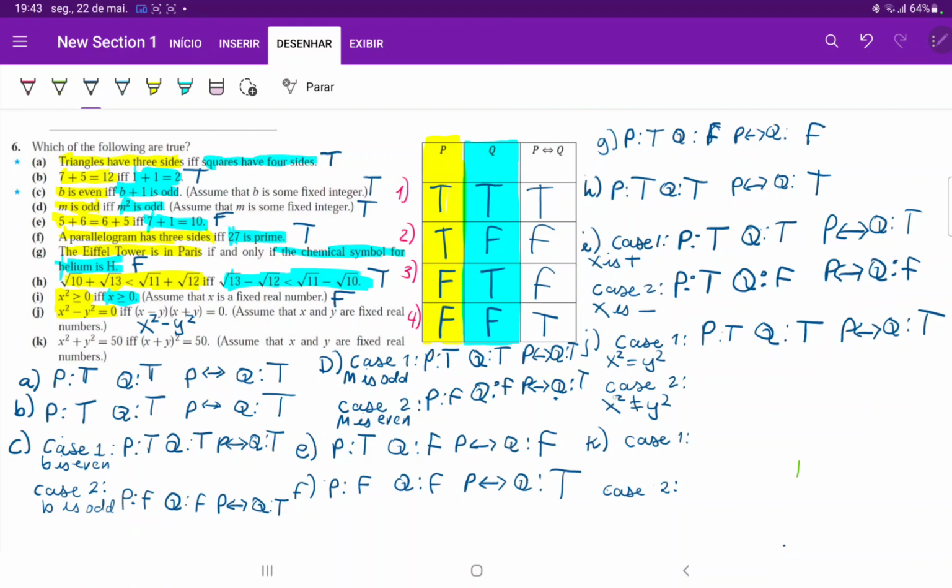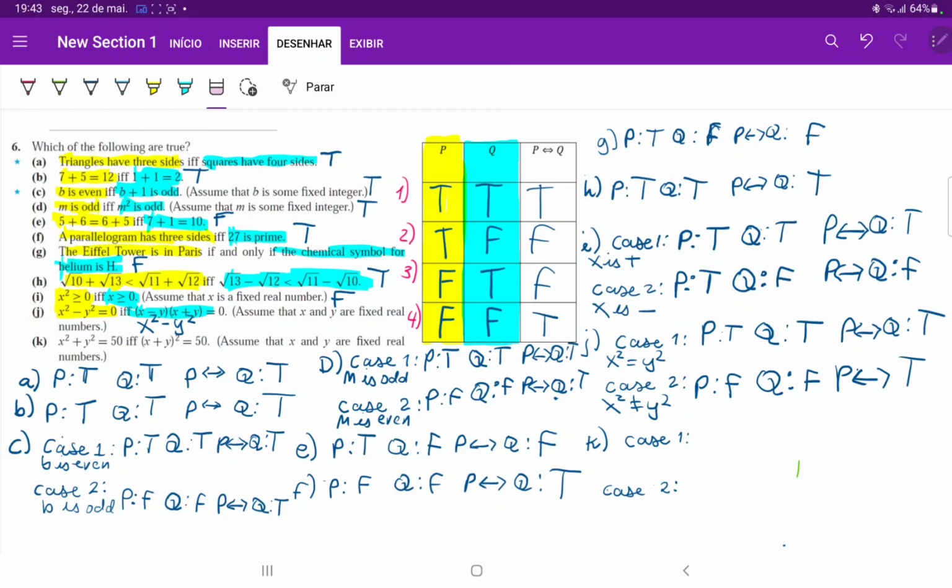For case 2, where X squared is not equal to Y squared, we're going to have that P is false, because if X squared isn't equal to Y squared, then their difference will not give you 0. So P is false. And because Q is the same statement as P, only in the expanded form, Q is also going to be false. So this biconditional statement will be true by the 4th line.